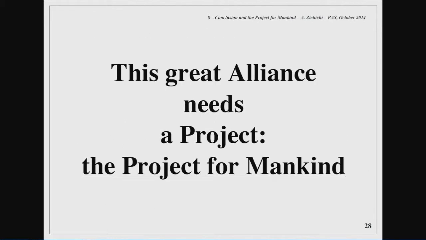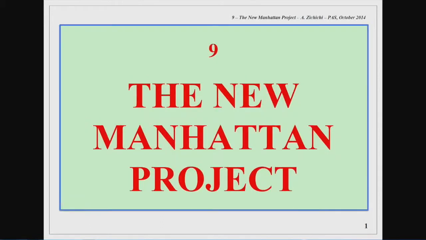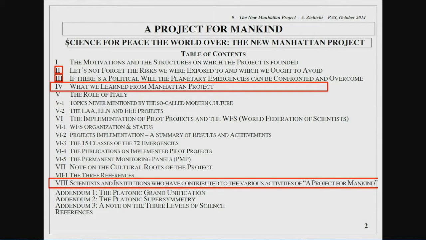This great alliance needs a project, the project for mankind. What is the project for mankind? In the scientific circles, it has been given the name of the New Manhattan Project. Why? Because if you read what is projected there, the New Manhattan Project says that if there is a political will, the planetary emergencies can be confronted and overcome.